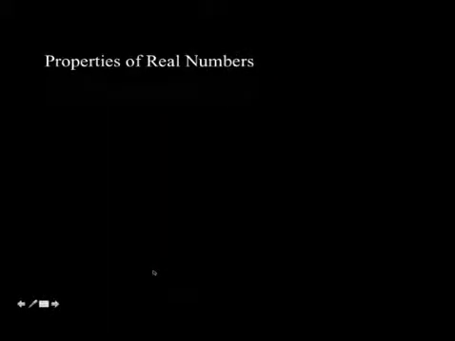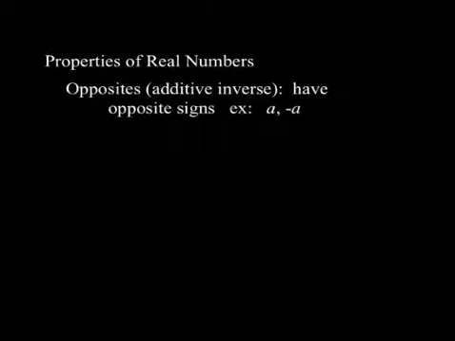Some properties of real numbers. First of all, you have opposites. These are also called additive inverses. And the key thing with opposites is they have opposite signs. Another thing is they add together to be 0. Algebraically, we express this as A and a negative sign in front of A. But remember that negative sign doesn't really mean negative, it means opposite. So if you have your A value of negative 5, the opposite of that will be positive 5.